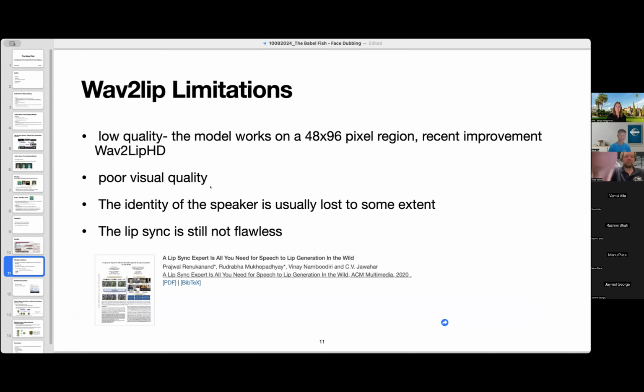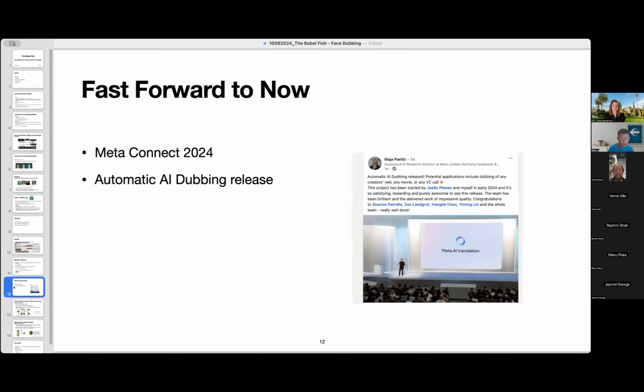This Wav2Lip system was published in 2020. So it's only 4 years ago, and it seems like a distant past. It's relatively low quality because the pixel region we are predicting is 48 times 96 pixels in dimensions. You might say that it's not high definition, it does produce poor visual quality. And lip syncing is not flawless.